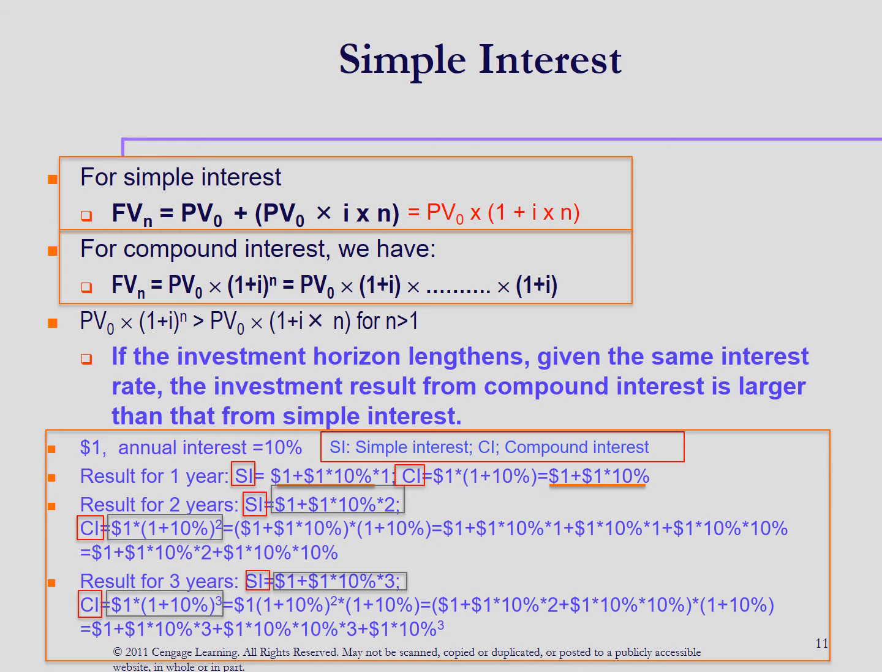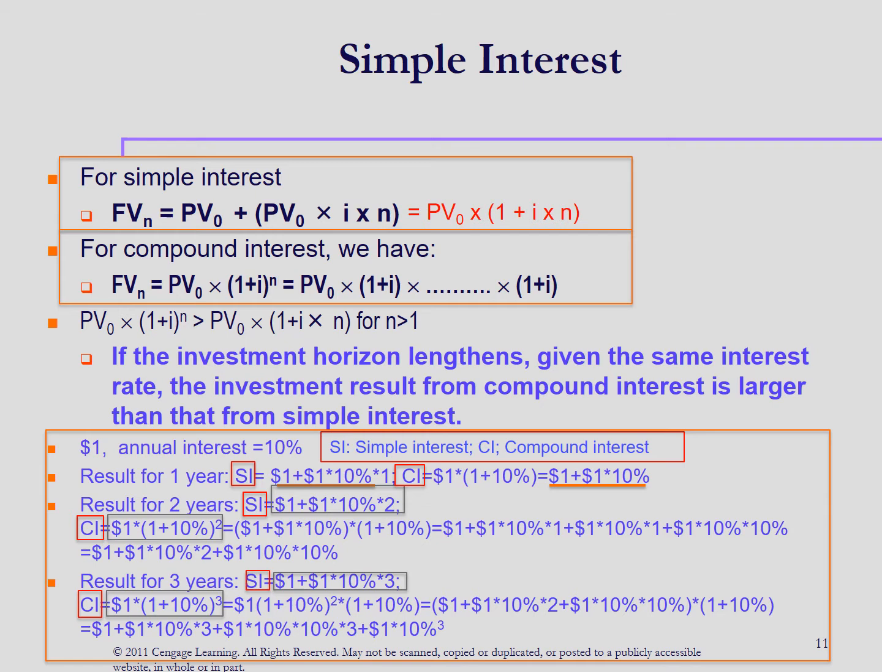The following provides you with a numerical example to show that the difference in the investment results from compound interest and simple interest increases as the investment horizon increases. If the investment horizon is for 1 year, we see that the investment result from the simple interest and the compound interest is exactly the same.